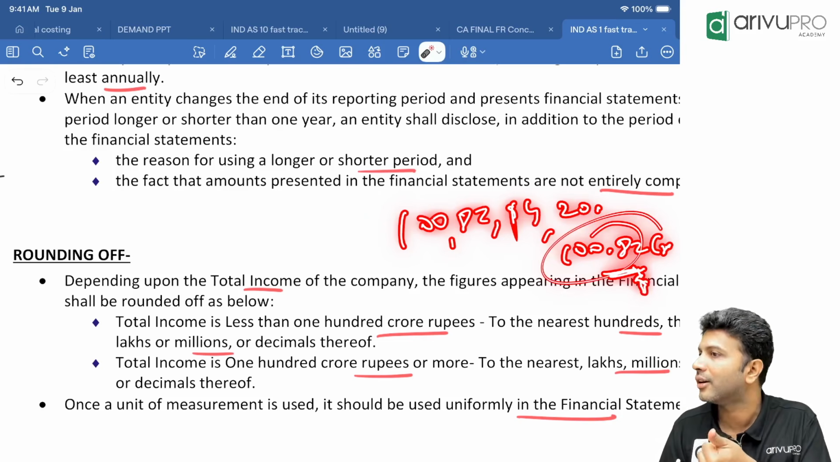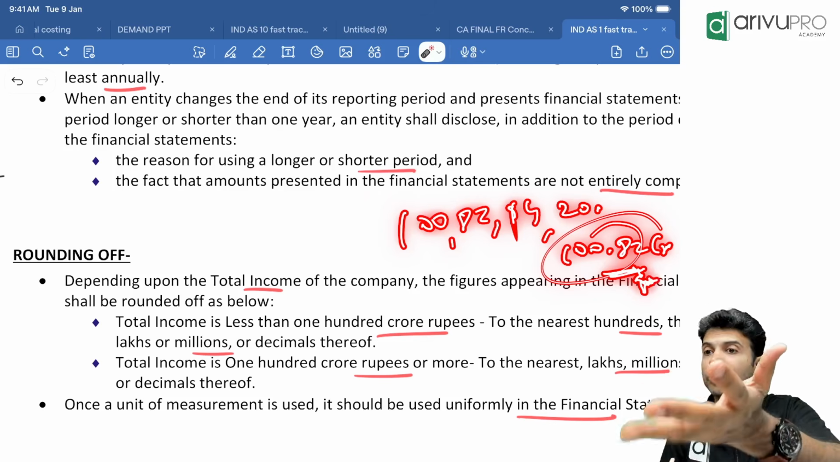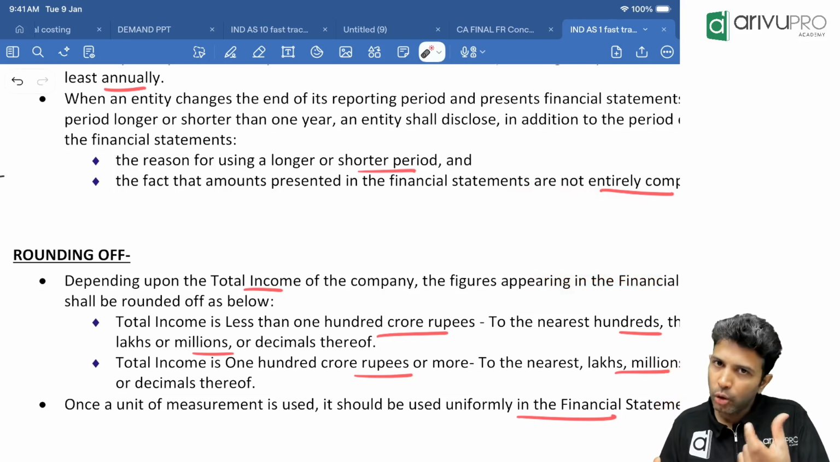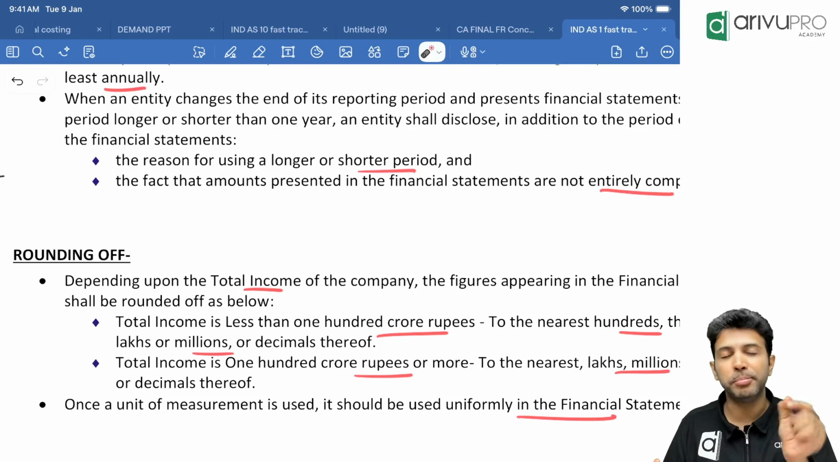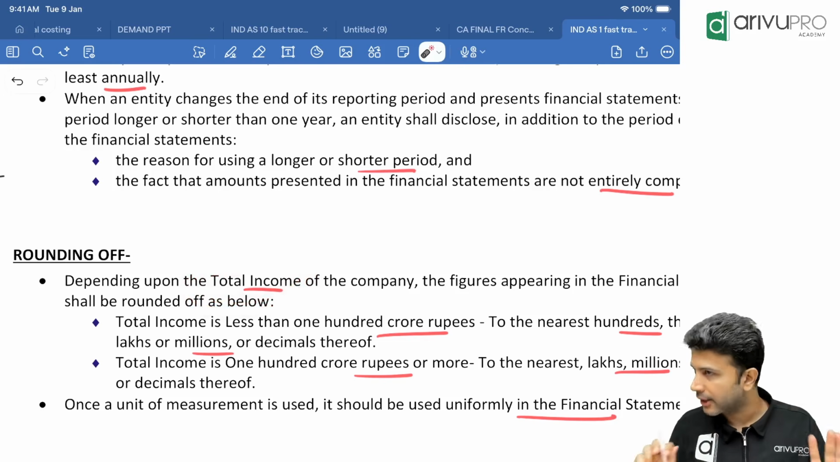So the next provision is, sir, in what units should we do the round off? Should we do it in hundreds or thousands, or in lakhs or millions or crores? That is what this provision is. And that round off provision as per Ind AS 1 is based on the total income. Is based on what? Total income. You will check your total income.